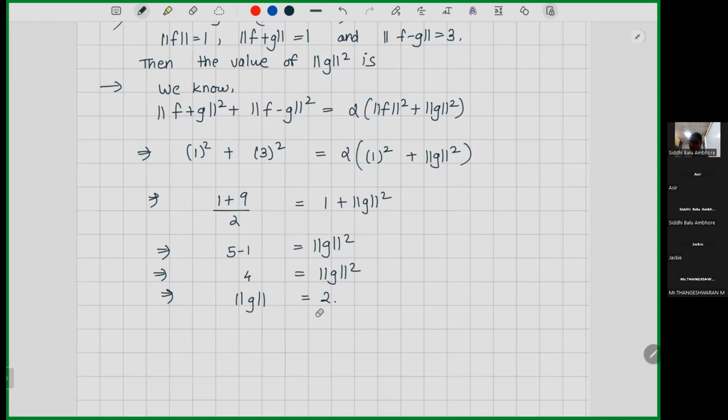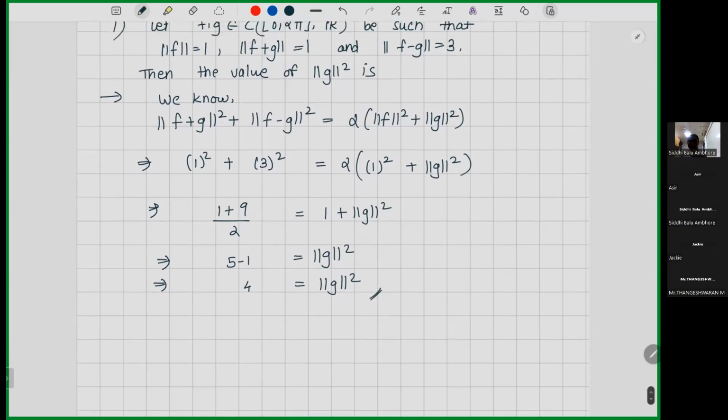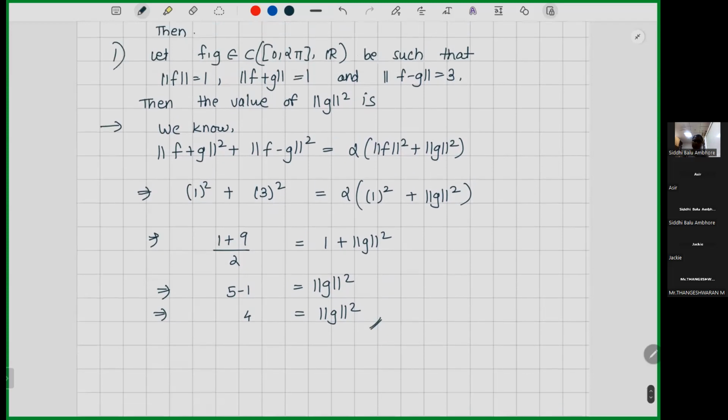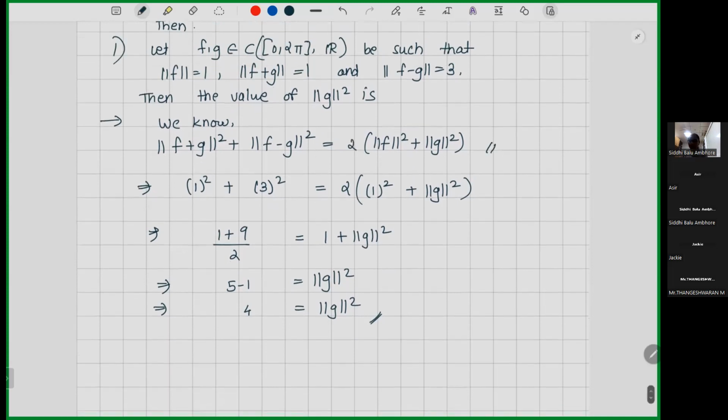Oh, they have just asked about the norm of g square, and it is 4. They did not ask about the norm of g. So yeah, it's okay. Any doubts here? Just applying this identity, which we already proved just before, a few minutes ago. Is it okay?